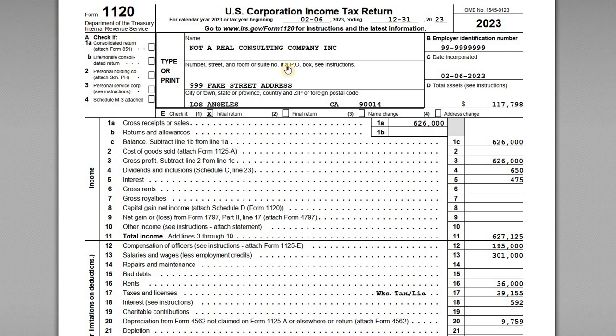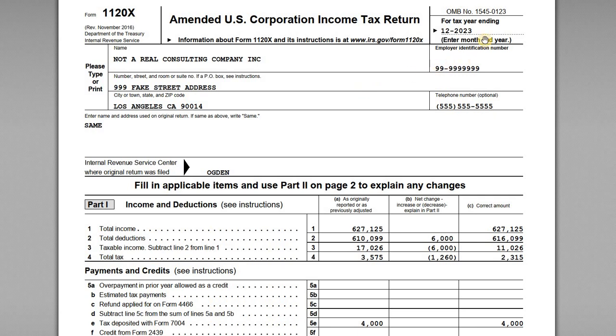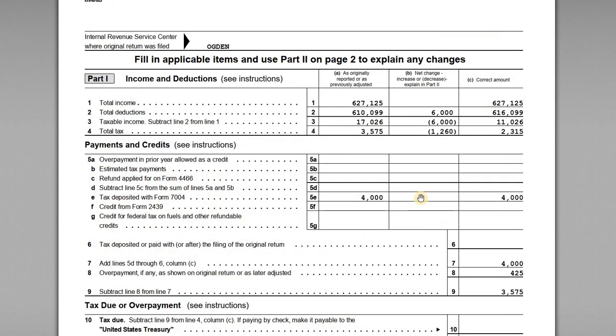So if we have a look at the 1120X, we've got the tax year and month end for the company that we're amending. So it's a December year end 2023. The company's name, address, EIN, and then a contact number, which is optional. Now, if there are no changes up here to the name or address, you can just put "same." If you had a change in name during the interim period, then you would use the name that was filed on the original tax return. But in this case, all of that's the same. And then we've put in the IRS address where we filed the original return.